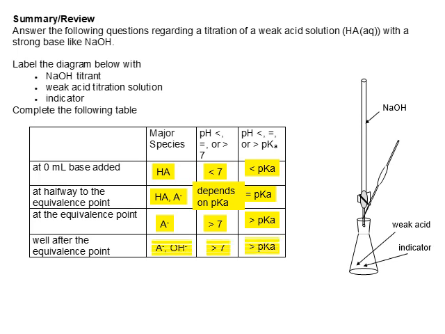Well, after the equivalence point, our major species are A minus and hydroxide, where the pH is going to be controlled by the concentration of the hydroxide. And again, our pH will be greater than 7 and also greater than the pKa.